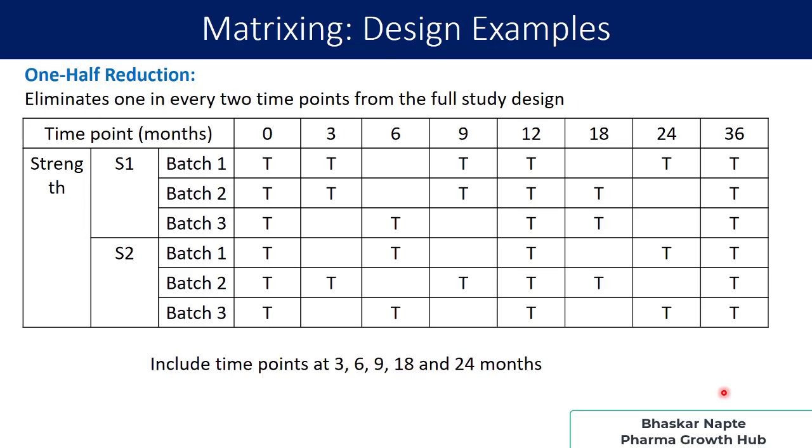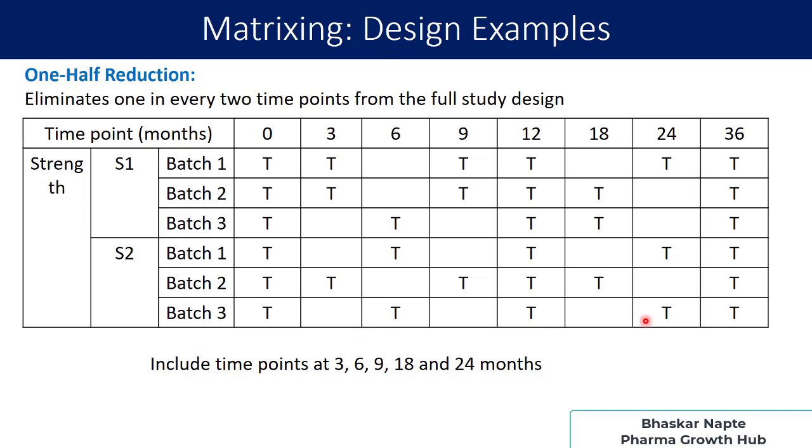Now what is the leftover? The leftover is only 3, 6, 9, 18 and 24 month. Right? The 3, 6, 9, 18 and 24 month. Now these are the time points which were only left behind. And then include one half of the required testing points. And as I said, it should be meaningful. And this is one of the examples given inside the ICH guideline Q1D.